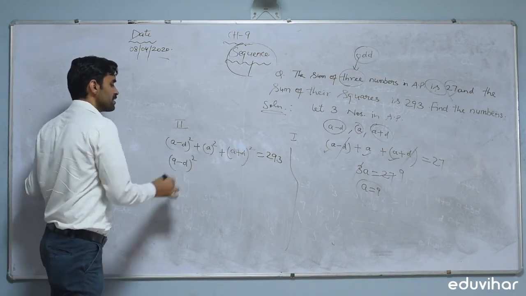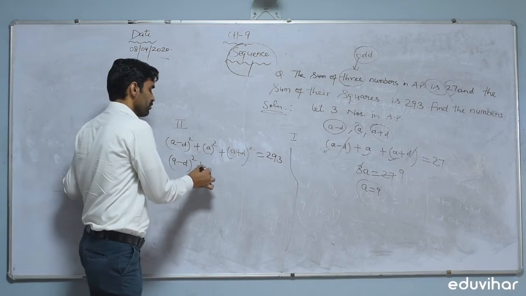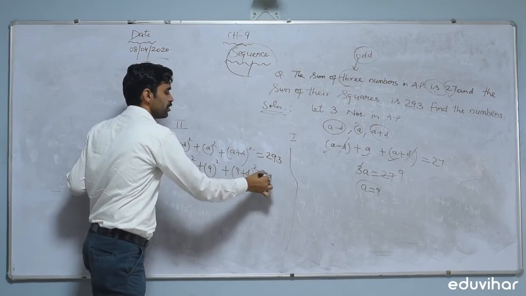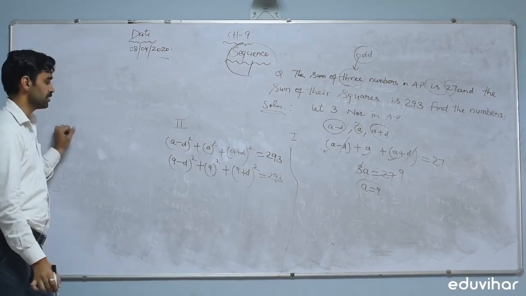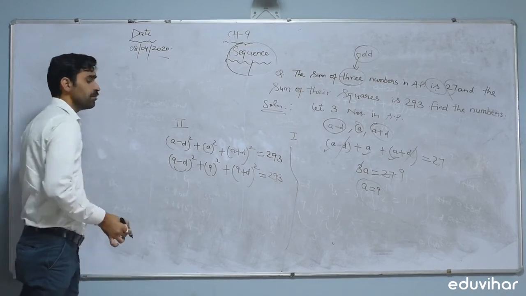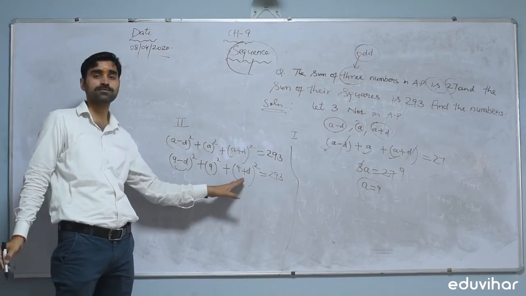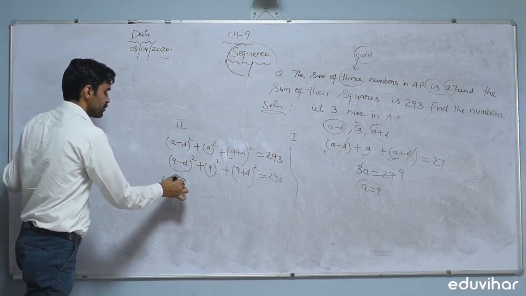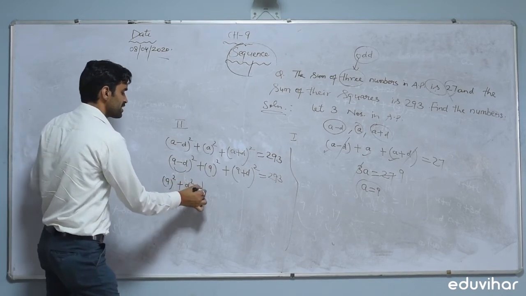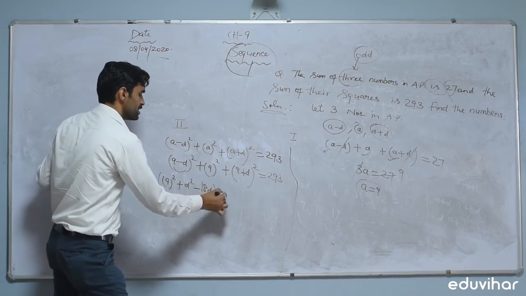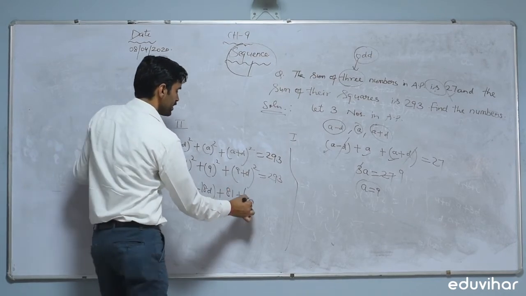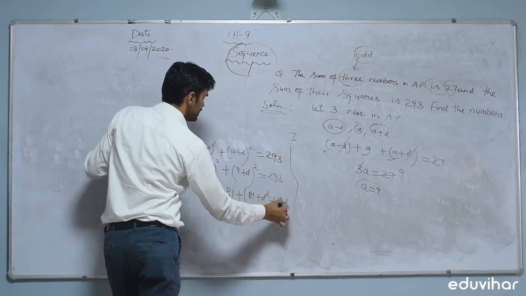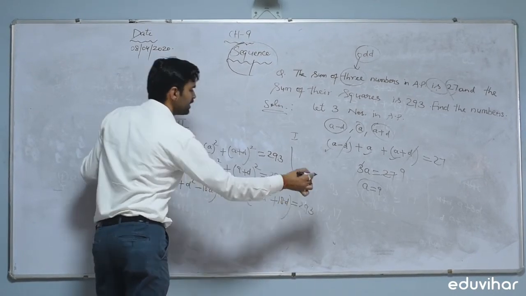Here the value of a is 9 everywhere, so we get 9 minus d whole square plus 9 square plus 9 plus d whole square equals 293. Next we solve it using the formula for a minus b whole square and a plus b whole square, which give a square plus b square minus 2ab, so 81 minus 18d plus d square, plus 81, plus 81 plus d square plus 18d, equals 293.